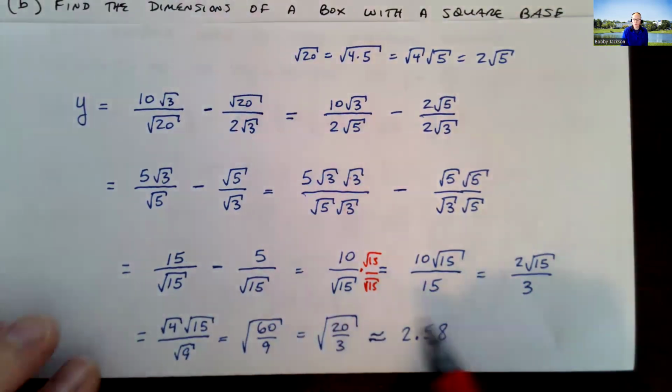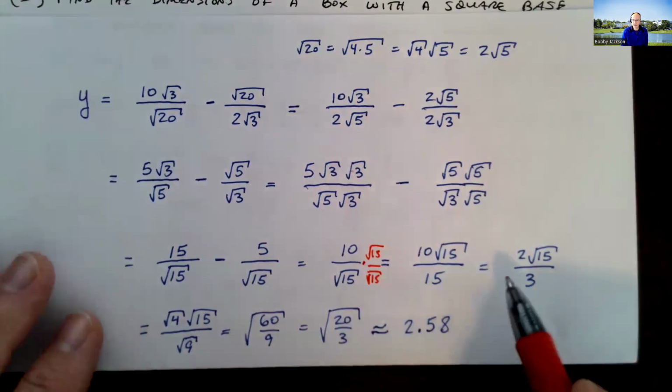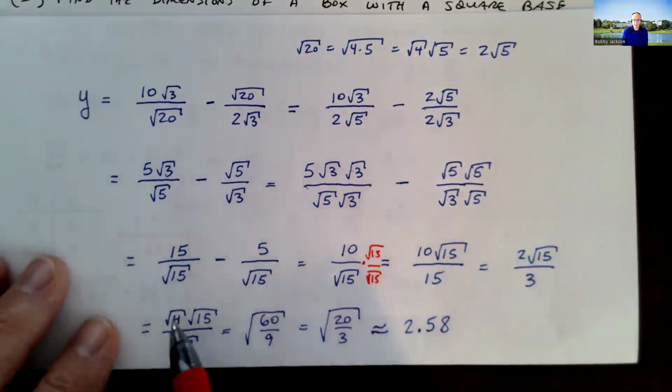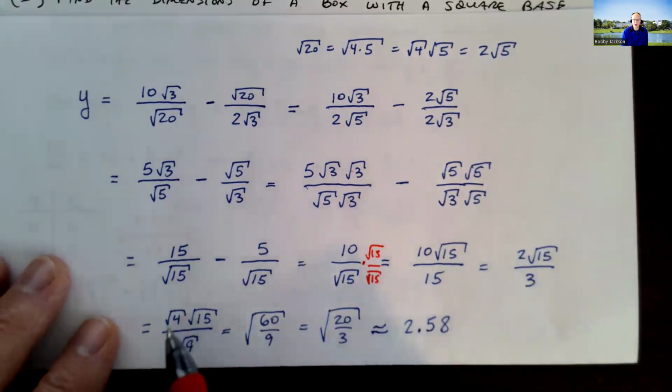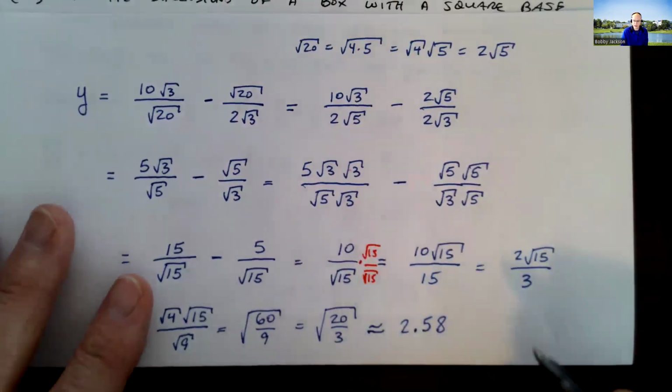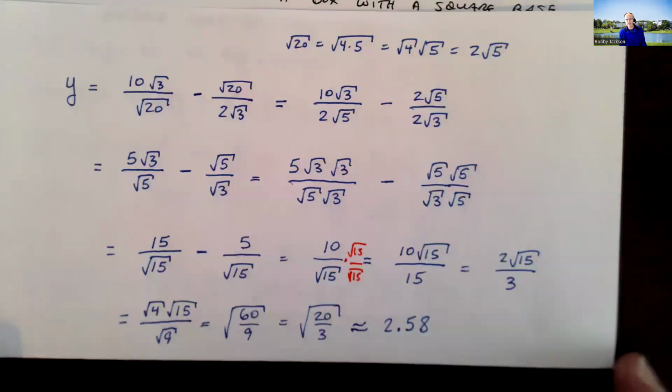They instead write their answer this way. And how do they get that? Well, 2 is the same as the square root of 4. 3 is the square root of 9. Now I can combine this all under one radical. Square root of 4 times square root of 15 is square root of 60. 4 times 15 is 60, over the square root of 9. 60 over 9 simplifies down to 20 thirds, and that's how they got it. Of course, that's about 2.58.